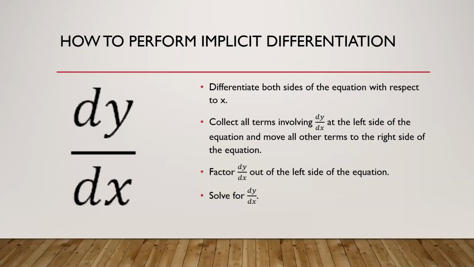So, ibig sabihin po, pagsasama-samahin natin ang mga dy over dx sa left side na to, tapos ipagsasama-sama natin mga terms na walang dy over dx sa right side mismo. Then, sa left side, di ba, napapansin mo, may mga lahat dy over dx. So, you're going to factor dy over dx out of the left side of the equation. So, you're going to treat dy over dx as the common factor. Then, next is we're going to solve for dy over dx. So, hahanapin natin si dy over dx.